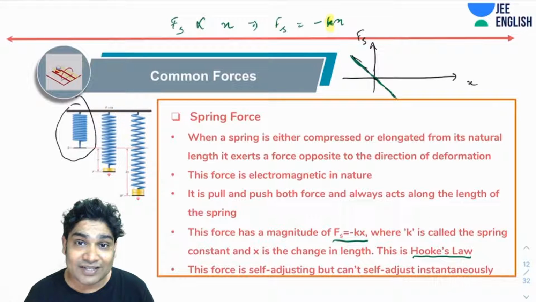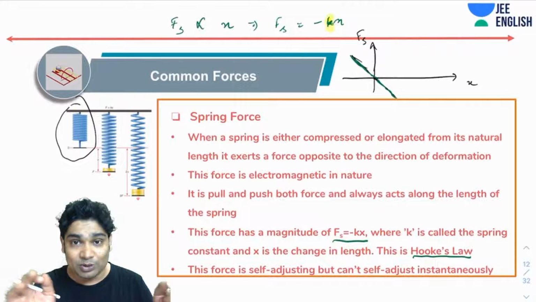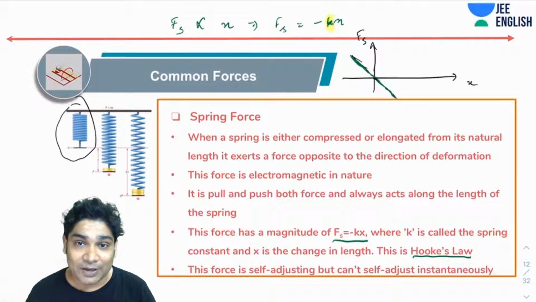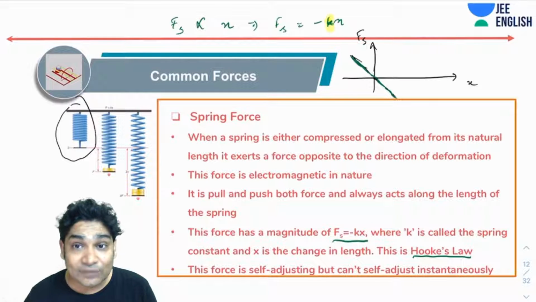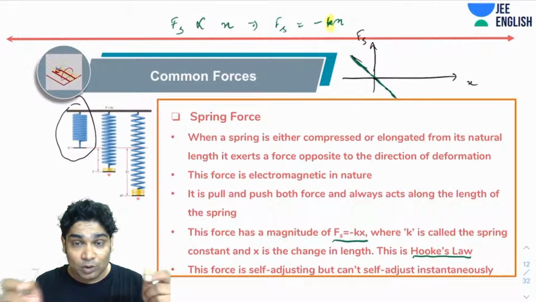All right, but once you have designed the spring, the way to measure the spring constant is experimentally. So you compress it by some x, you measure the force, and you will find the spring constant k. Next, as I said, this force is also self-adjusting. It will adjust itself according to the x.